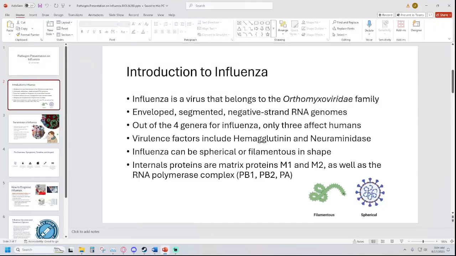Out of the 4 genera for influenza, only 3 affect humans, with influenza A being the cause of multiple pandemics in the world, as well as seasonal flu epidemics. Influenza B is the cause of seasonal epidemics as well, and influenza C only causes mild illness when compared to the other 2. Influenza D only affects cattle and is not known to infect humans.